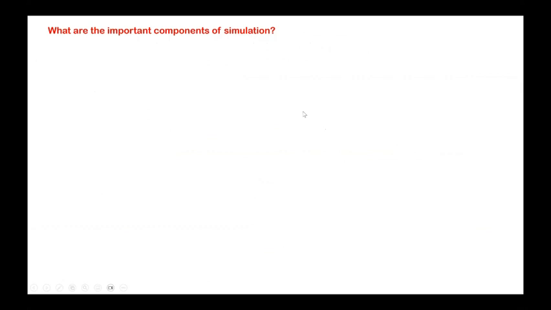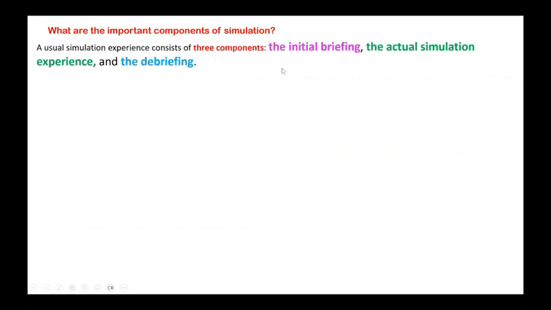So what are the important components of the simulation? Rightly, there are 3 components. One is the initial briefing. Whenever you start the simulation, or those of you who have attended simulation workshops in conferences or CMEs, you would all have experienced this. The person conducting the simulation workshop will first give you the briefing of the case scenario. Then they will demonstrate how actually you have to do the procedure.